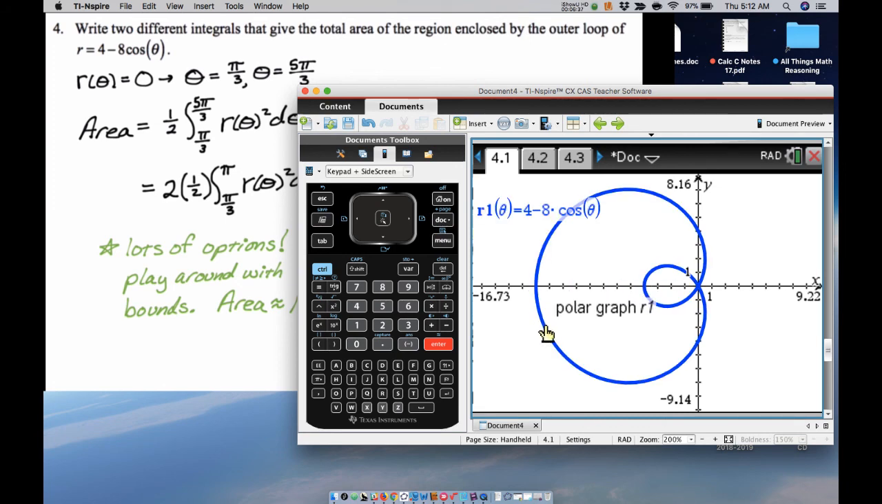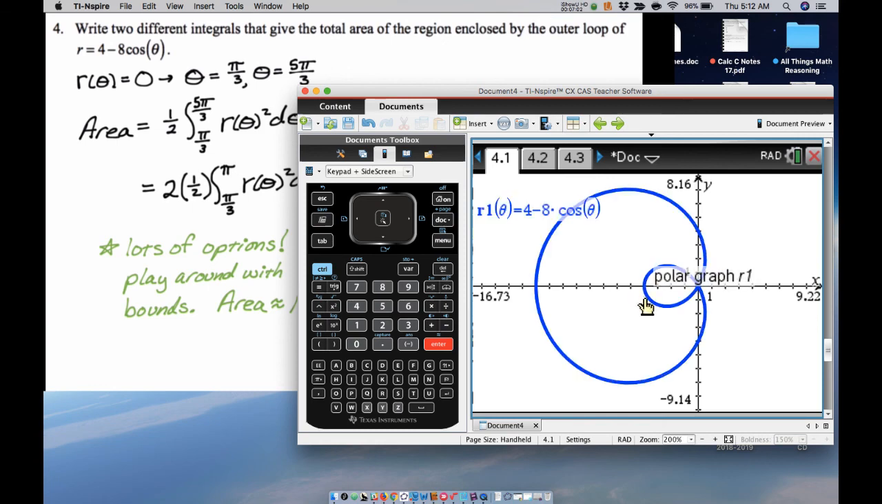And then as we go from pi to 3 pi over 2, we actually count this part of the inner loop again. So we've counted this part twice now. And then when we get over to here and finish the curve, we count this region again. So we actually counted the inner loop twice if we go from 0 to 2 pi. So then we'd need to subtract the inner loop. And the inner loop, you can get any number of ways.